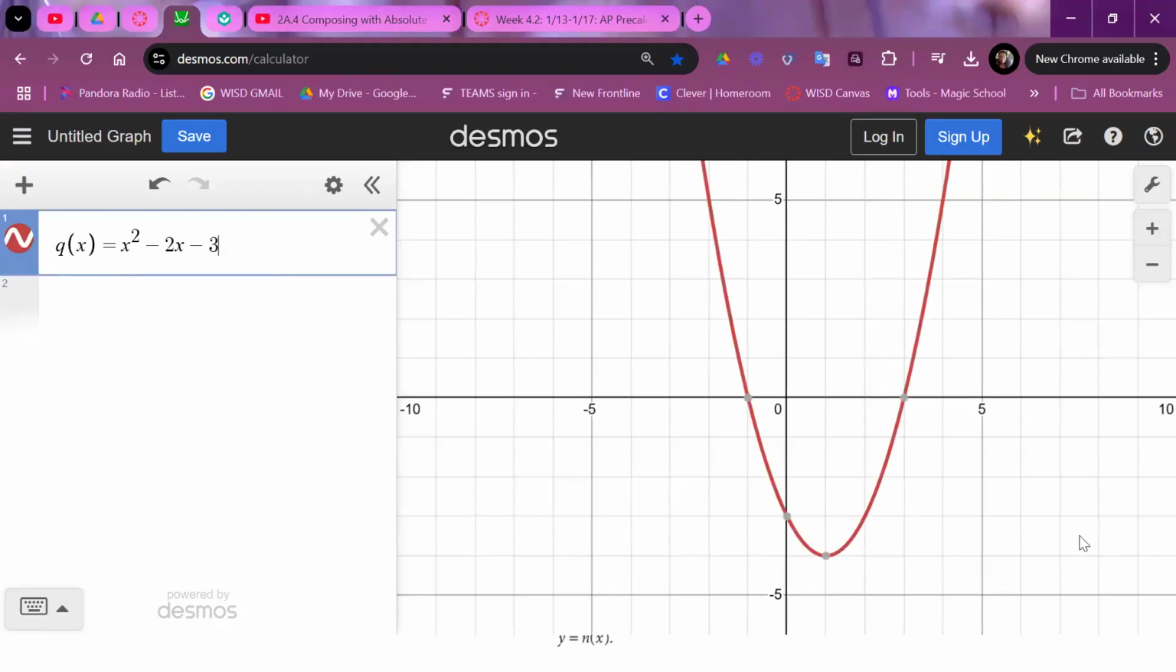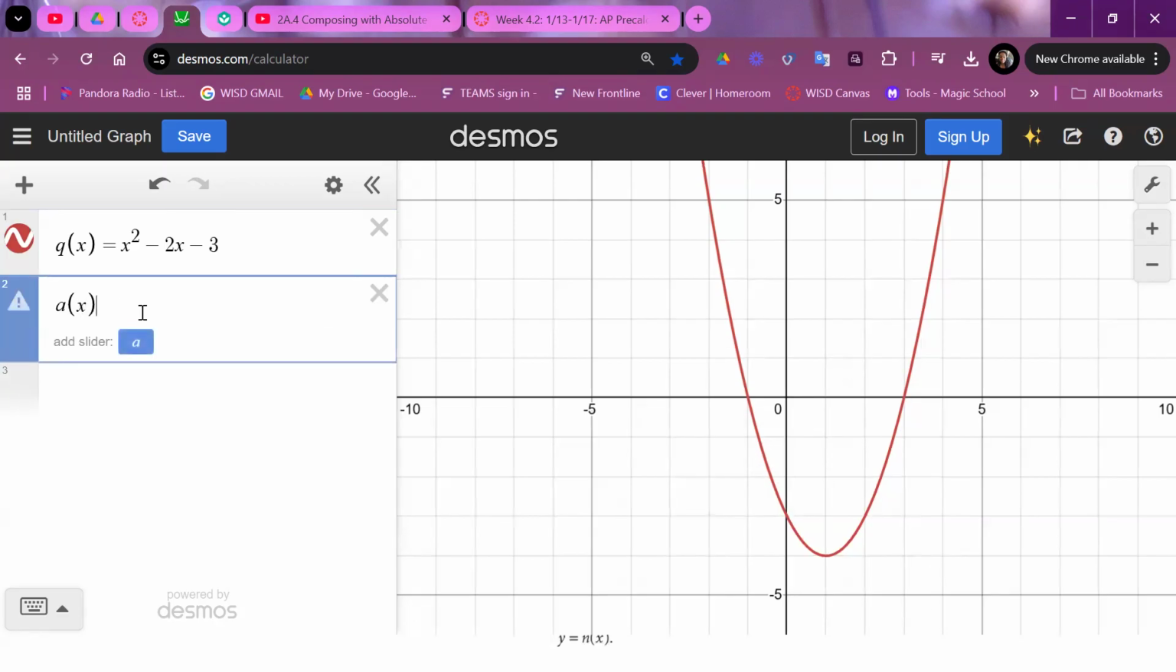So here's my original unbothered quadratic. And the key points are -1, 0, 0, -3, 1, -4, and 3, 0. I don't know why this one didn't need to come up, but also 2, -3, but it just doesn't want to be friends. Okay, so here's my quadratic. Now we're going to be transforming it using the absolute value function.